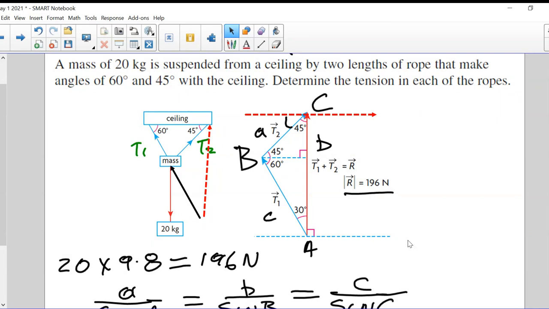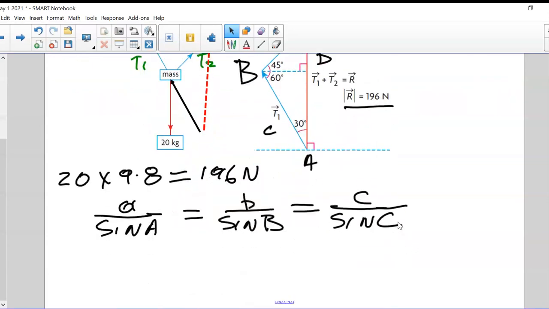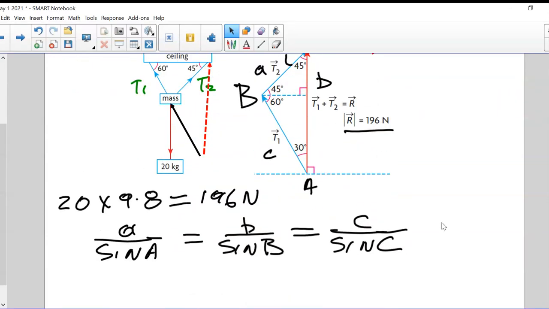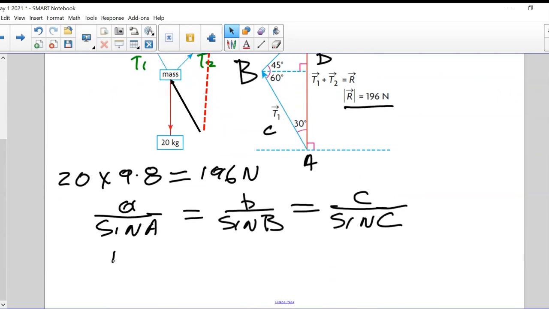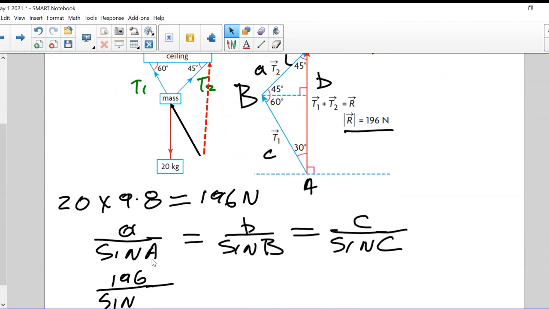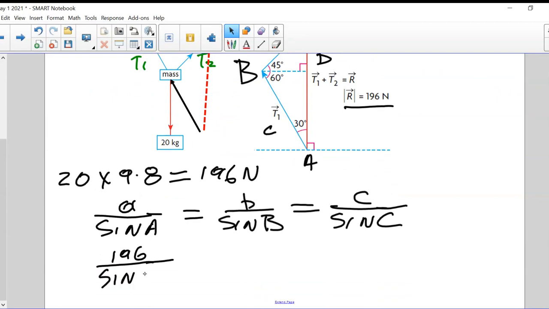Okay, so we know both side B, thank you very much, and we know angle B as well. That's exactly right. So we're going to set up our B, which is the 196, and put that over the sine of the angle opposite to the side B, and that would be the 105.